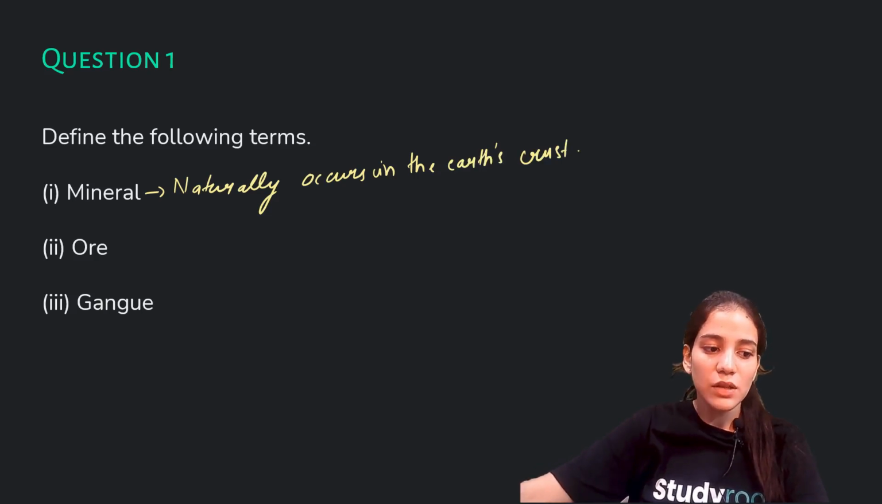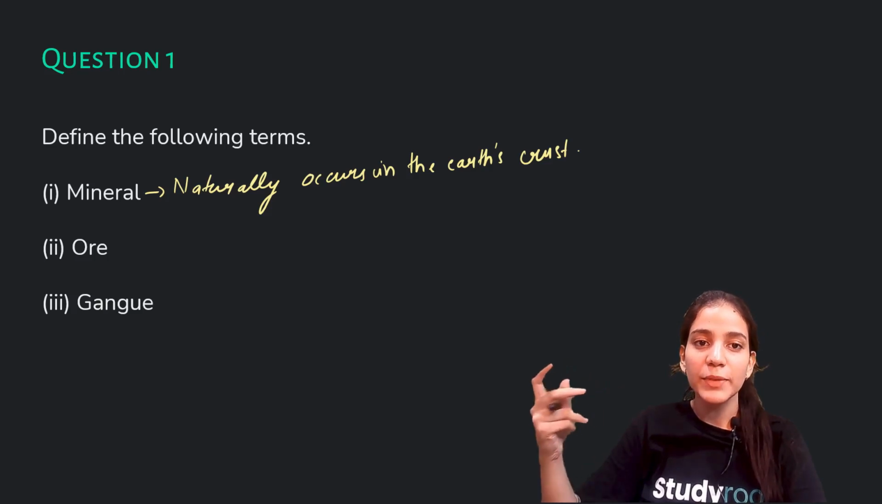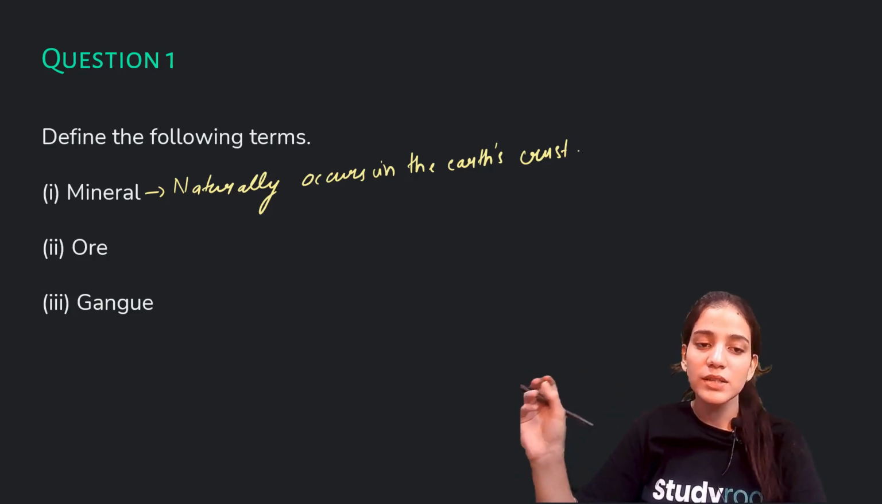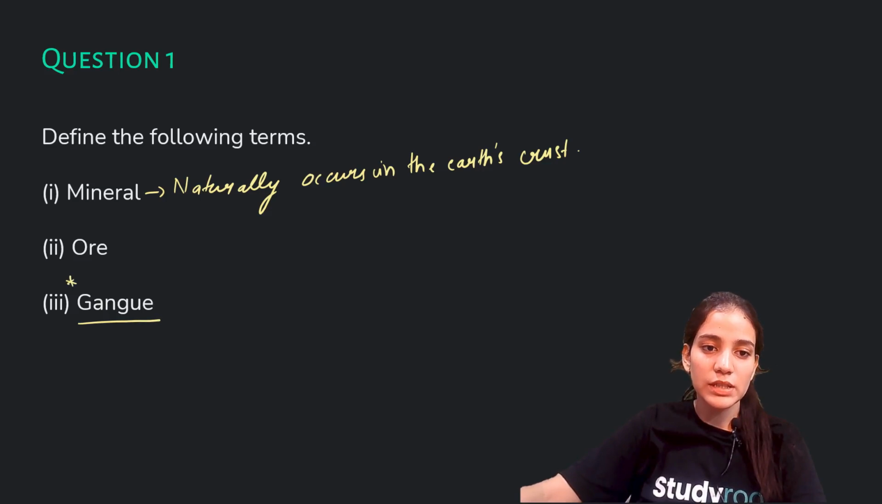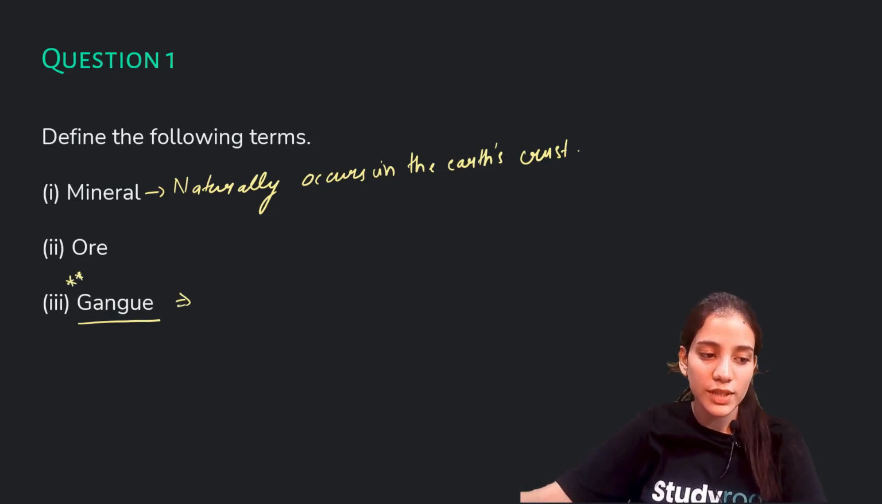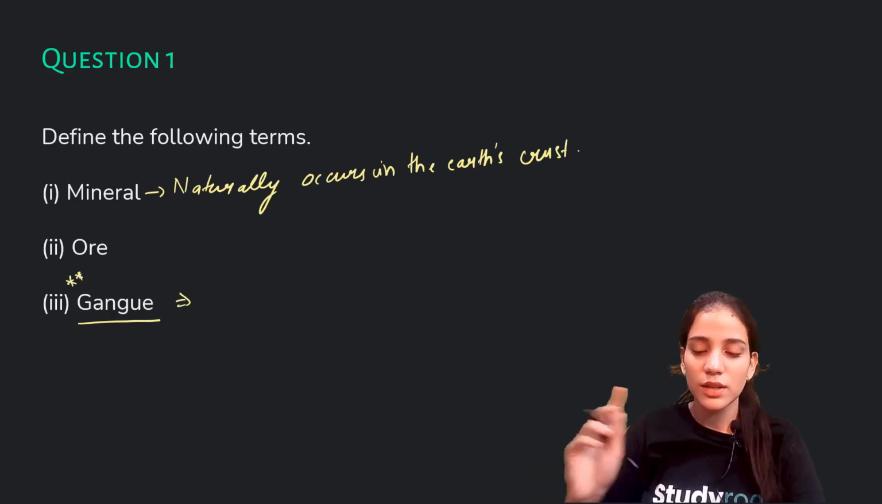Now, what is an ore? The mineral from which an element can be extracted easily and profitably is called an ore. Gangue, I told you that this is an important term. So, what is gangue? The impurities present in ore such as sand, rock, etc. are known as gangue.